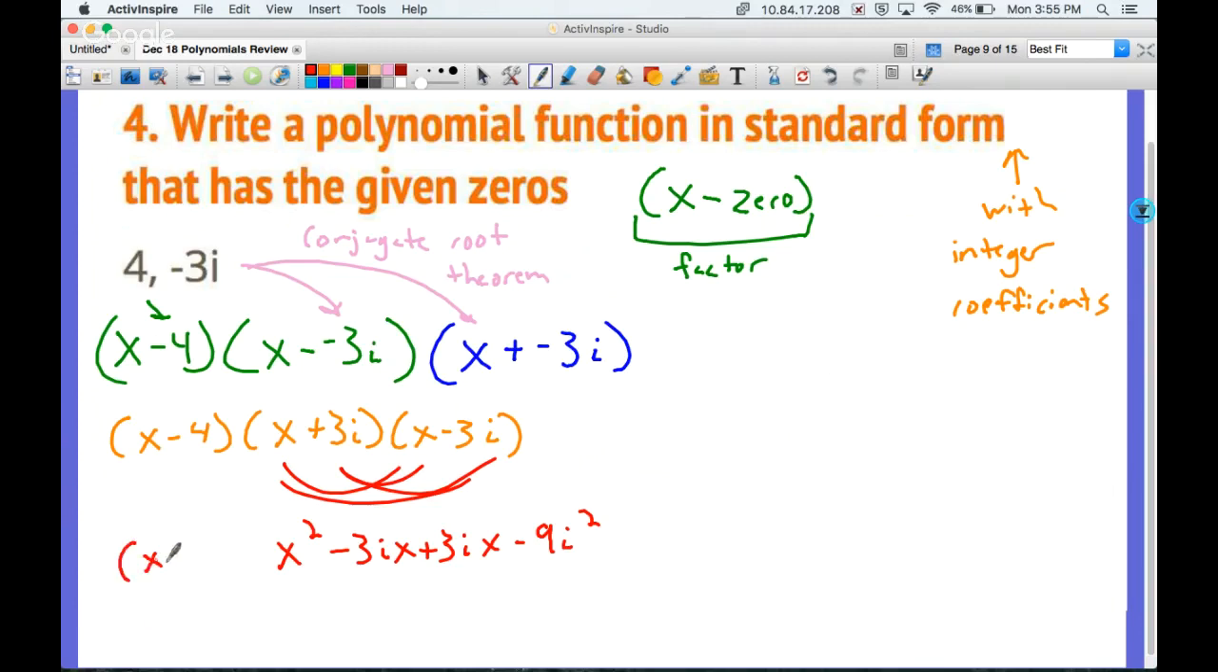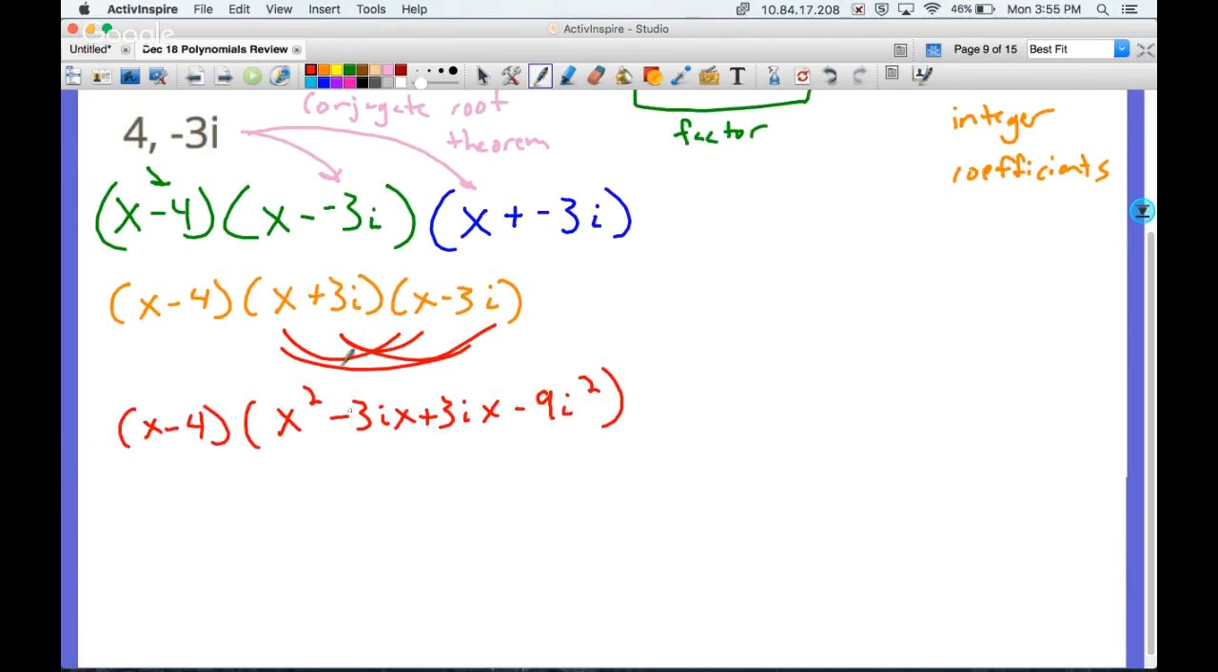And let's keep this x minus 4 going over here. So these two terms cancel. i squared is equal to negative 1, so negative 9 times a negative 1 becomes a positive 9. Now we've got the expression x minus 4 times x squared plus 9.